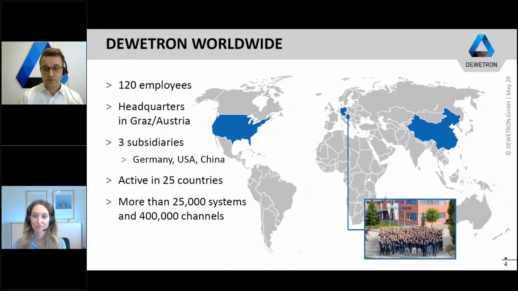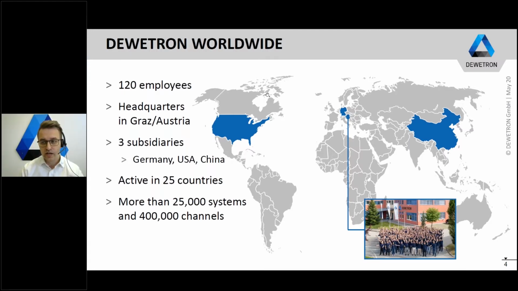So let's jump into the 30 seconds about Devetron. Devetron is a worldwide acting company with 120 employees. Headquarters is in Graz, Austria, and we have 3 subsidiaries in Germany, USA, and China. We are active in more than 25 countries, and we have sold 25,000 systems and 400,000 channels, which makes Devetron a know-how expert in measurement systems and applications.